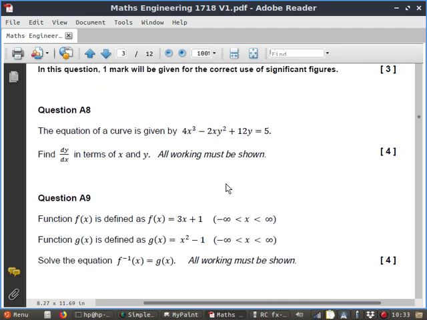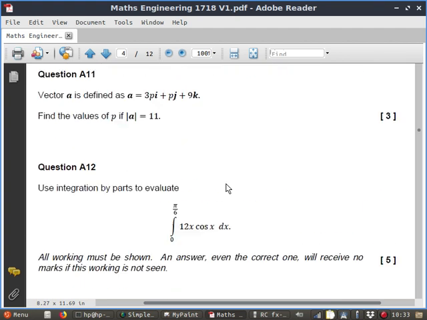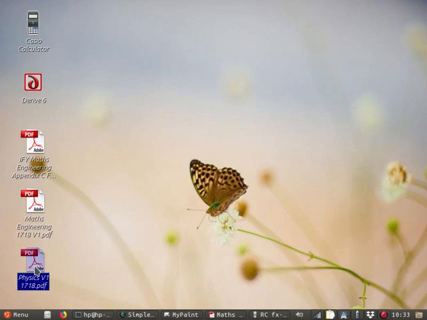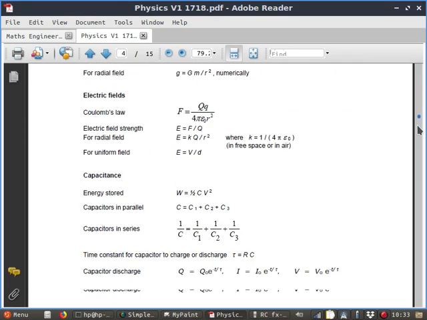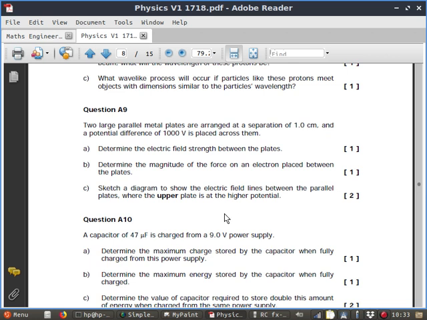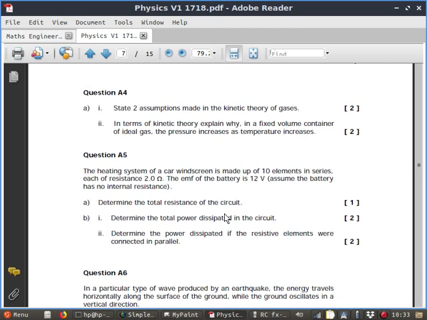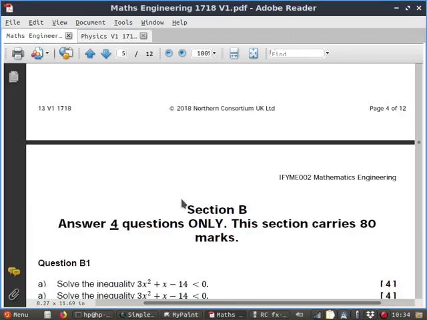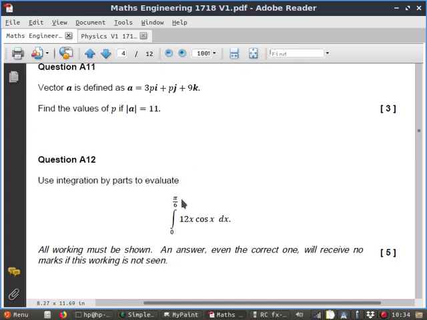We do the six physics questions, but the physics questions are longer. If you look in maths, there are 12 questions, whereas in physics there are ten questions. You see, Ben? The physics questions are longer, so we can always do a little more maths. How many physics did we do? Four. And how many maths did we do? Six, seven. But some of the maths questions are really, really short.